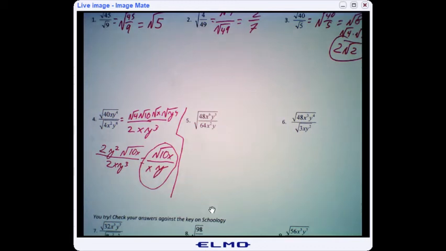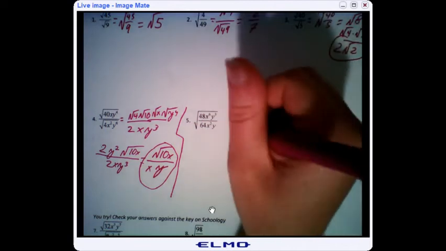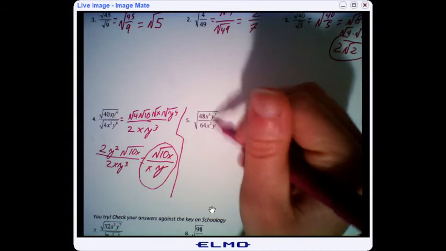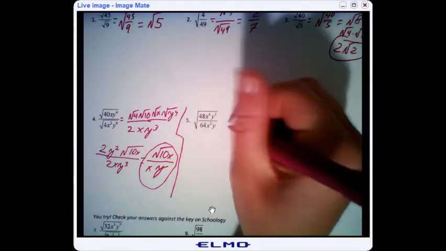For 5, these aren't all perfect squares. So I think we're going to do the y's first, and 48 and 64. So simplify. I'm going to leave the numbers alone because 64 is a perfect square. But I'm going to do the y's. And I'm going to do the x's.